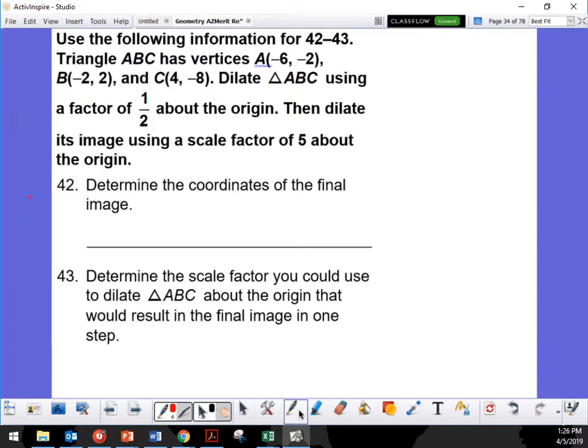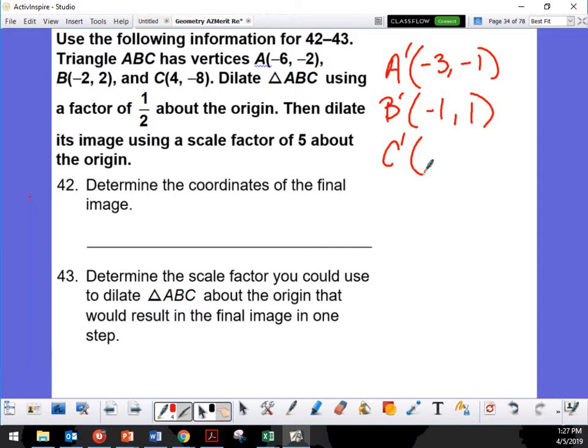So you guys are writing this out. So now on here, A prime is going to be negative 3 and negative 1. Yes? Okay, so the next one says B prime is, and C prime, 2 and negative 4. Very good.